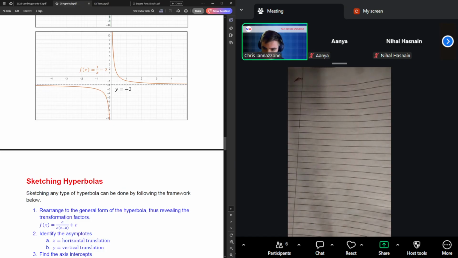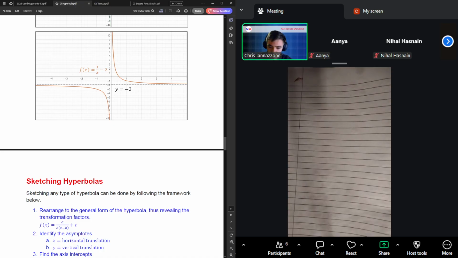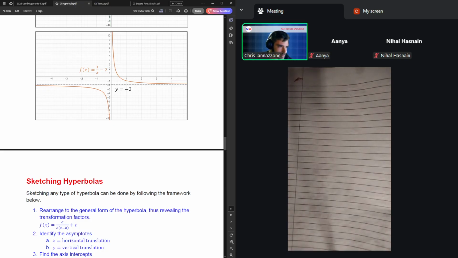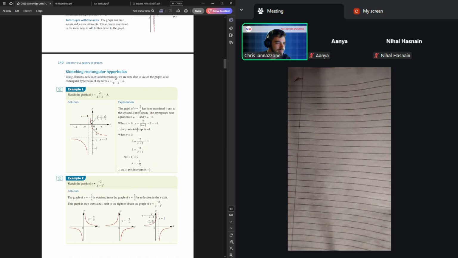Oh, here's a question. Is it common to get hyperbolas in different or weird forms? Yes. I wouldn't say common, but it's not uncommon. And it is essential to rearrange them in their general form. Is it essential? I mean, nothing's ever really essential. There's always different ways of doing different things.